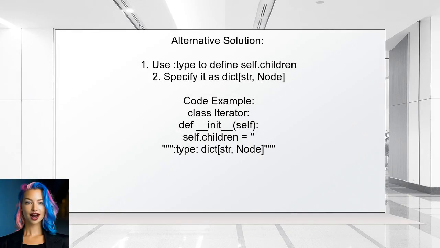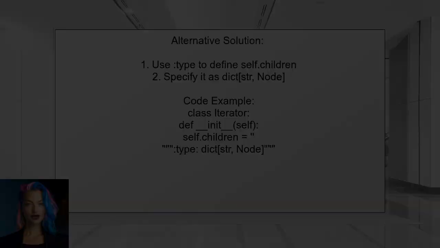One alternative approach is to use the type hinting feature in PyCharm. You can define the type of the children attribute using the type directive. This allows you to specify that self.children is a dictionary with string keys and Node values. Here's how it looks in code.